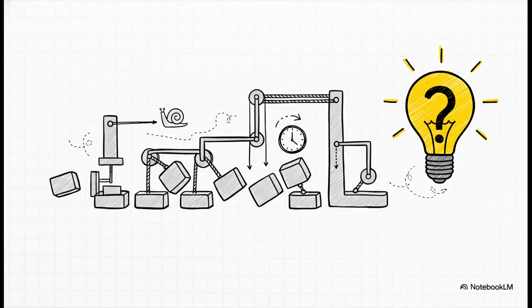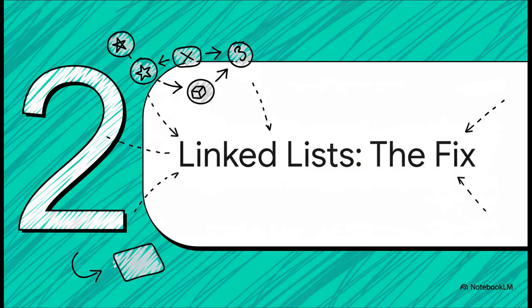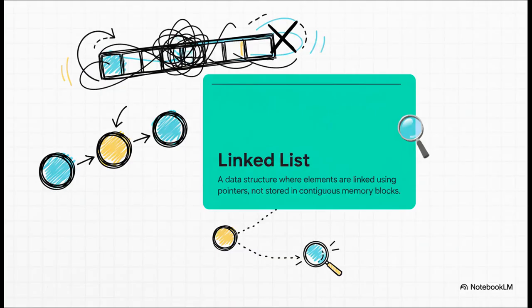This whole shifting process is a huge performance bottleneck, especially when you're dealing with big data sets. And it was this exact problem that made computer scientists step back and ask a really simple but totally revolutionary question. Isn't there a smarter way to do this? And yes, there is. Enter the hero of our story, the linked list. It's a completely different way of thinking about how to store a sequence of items. So what is it exactly?